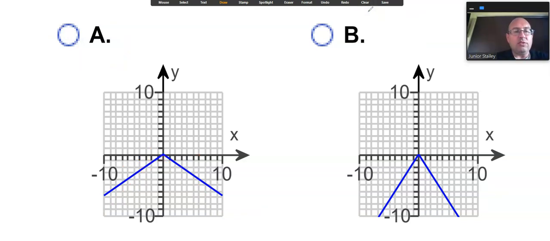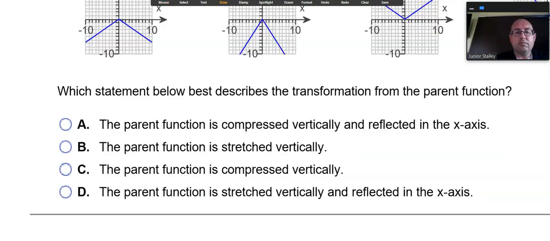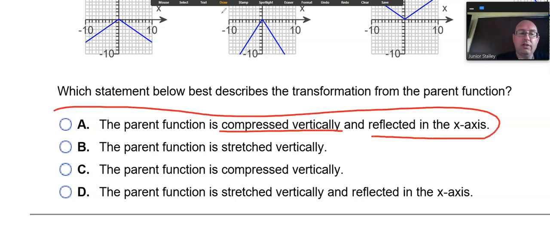Okay, next question. So which statement are we looking at? We want something that's been compressed vertically. Yep, definitely. Reflected in the x-axis. Wow, that looks like the one right there. Yep, that's the one. Okay, next question.